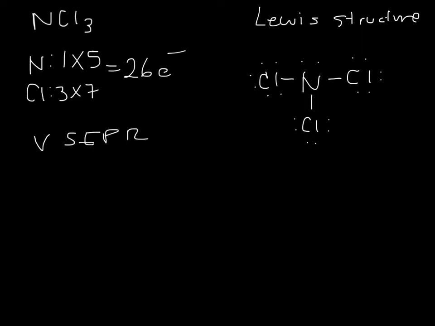But we need to know the shape. And since we have 3 bonding pairs, and then we have 1 lone pair, we know that this is trigonal pyramidal.